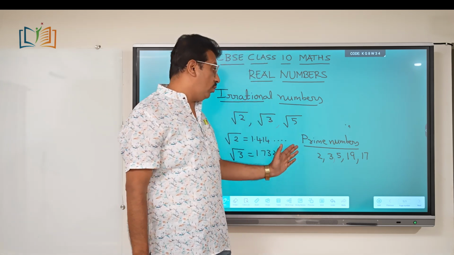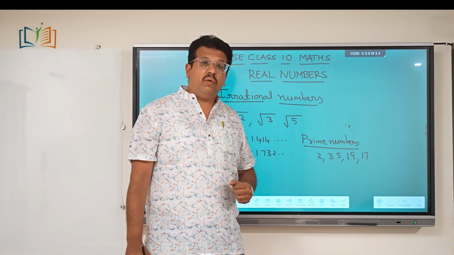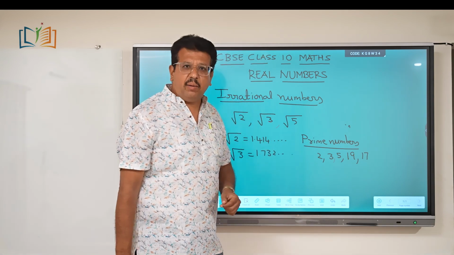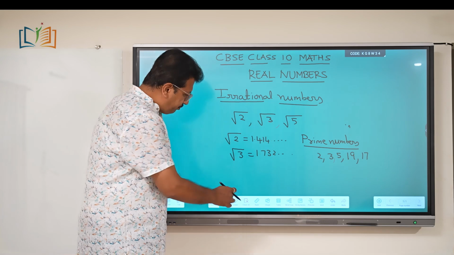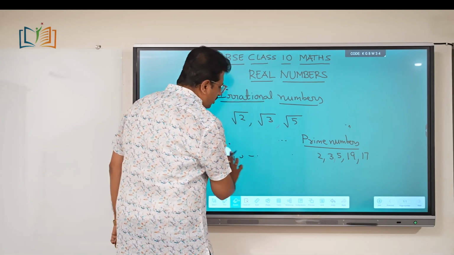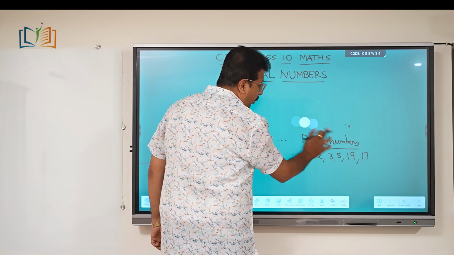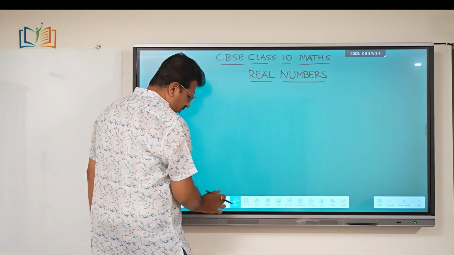So that has to be noted down, students. It's very important because you are going to use this concept again when we are solving the problems. So you should know what you mean by prime numbers, and you should also know what you mean by irrational numbers. I hope you are all clear with the basics I am trying to explain. Let us move on to the next concept, students.